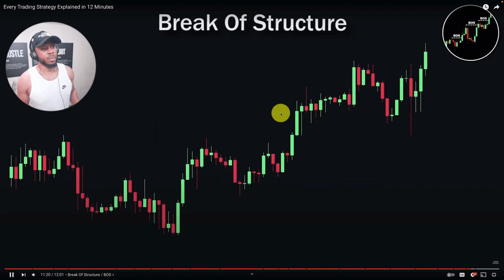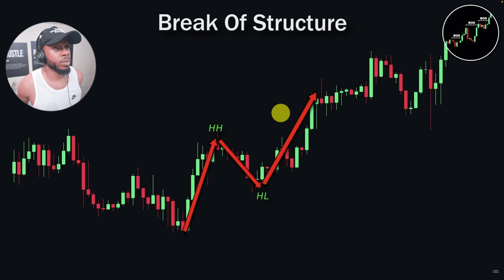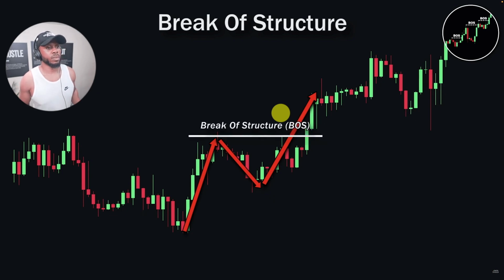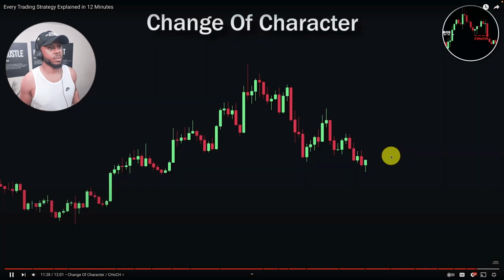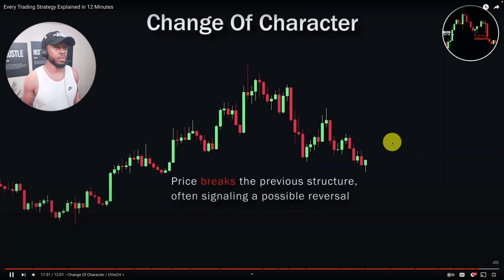For example, if the price forms higher highs and higher lows, this break of the previous highs is called break of structure. Change of character. It occurs when price breaks the previous structure during a trend. Guys, same thing, man. Look, it's just when price turns around. Look, higher highs, higher lows.